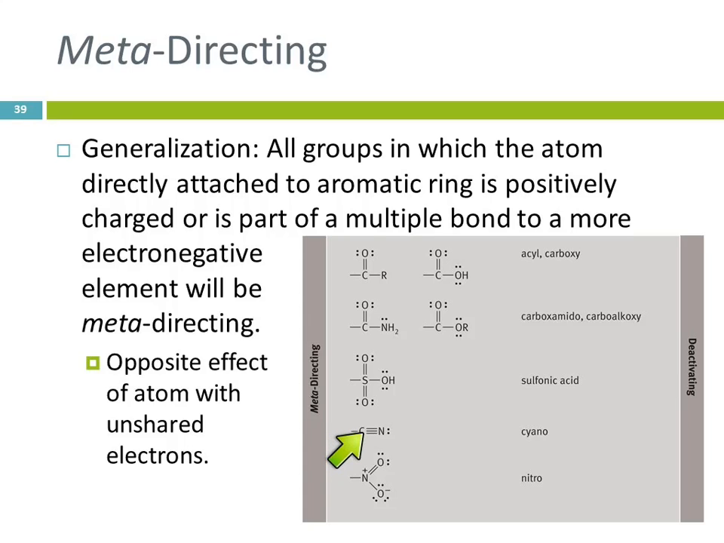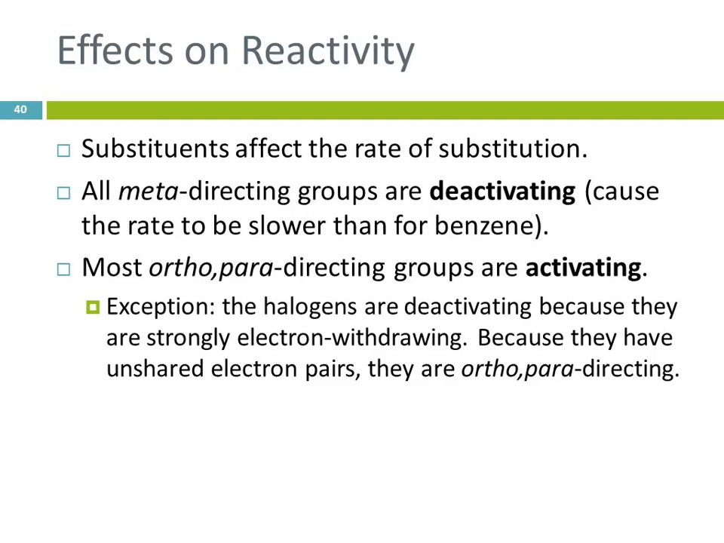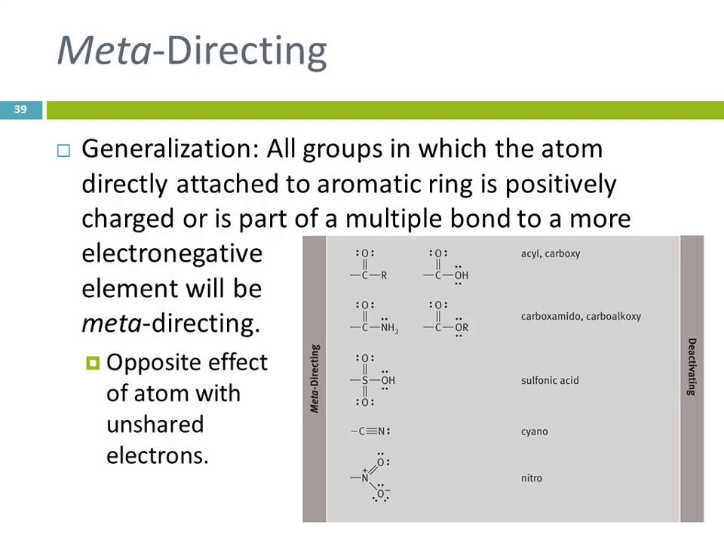On here, the carbon is bonded to nitrogen with multiple bonds, and so that withdraws electron density. And all of these, here's sulfur, all of these, the atom that's bonded to the ring has multiple bonds and it's bonded to more electronegative elements. And so they withdraw electron density from that atom. And so it's not able to help stabilize the carbocation.